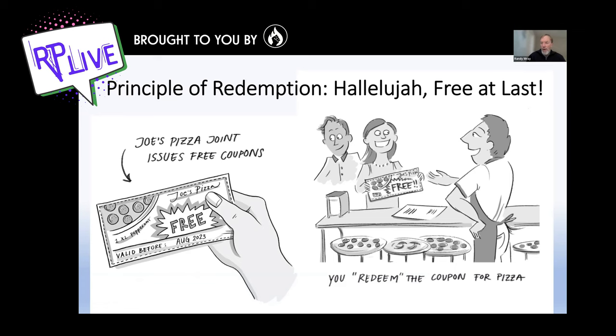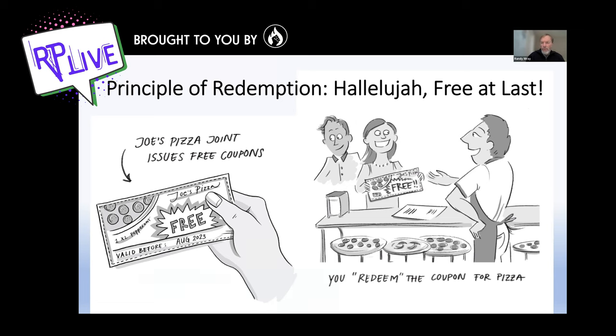Now, what does Joe owe you? This is not a money debt, it's a pizza debt. He owes you a pizza. You bring the coupon in, Joe cooks the pizza, and you present your coupon. You have redeemed the coupon, and Joe has redeemed his debt. There's a simultaneous redemption. Both parties are redeemed. Joe no longer owes you a pizza, and you no longer have Joe's debt.